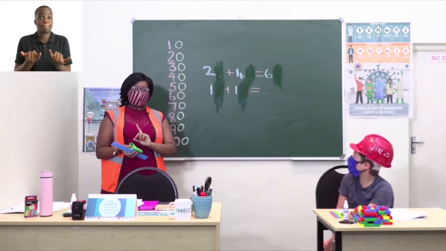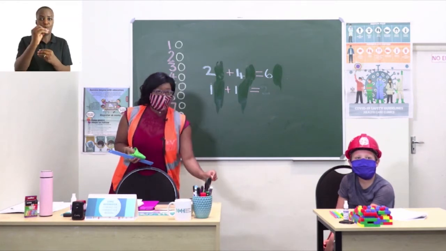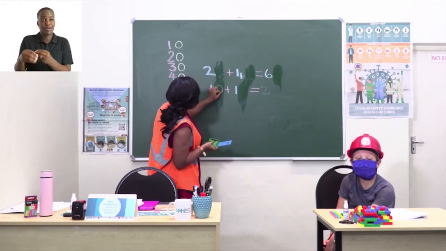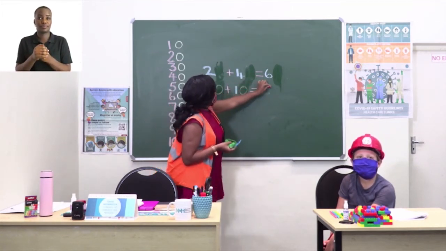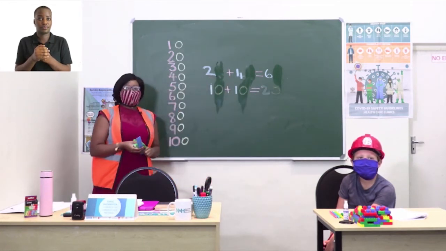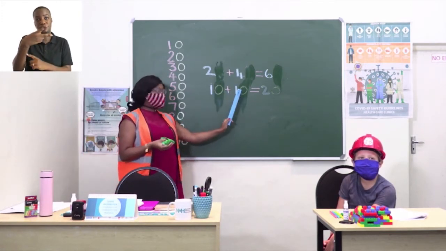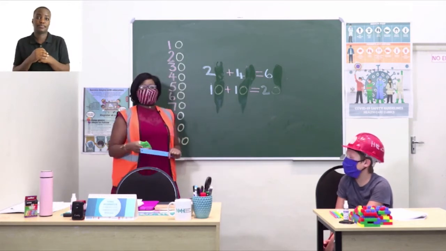Now you are able to do the decade sum. You are going to just add a 0 to your answer. So we have our zeros here. And now our sum will read 10 plus 10 equals 20. Let's take a look at your page.